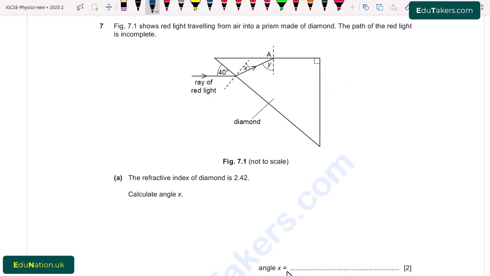Question number 7. Figure 7.1 shows red light traveling from air into a prism made of diamond. So the prism is made of diamond. The path of the red light is incomplete. Part A. The refractive index of diamond is 2.42. Calculate the angle x.